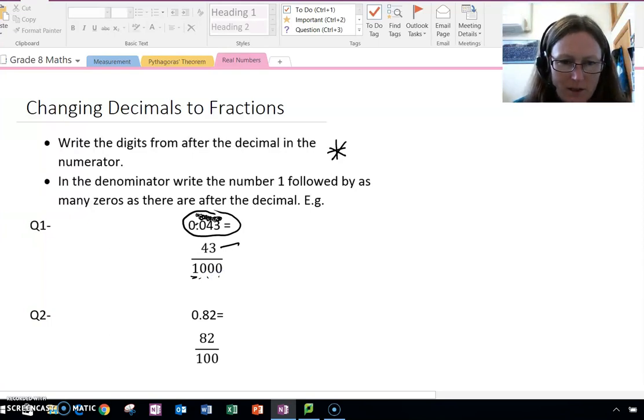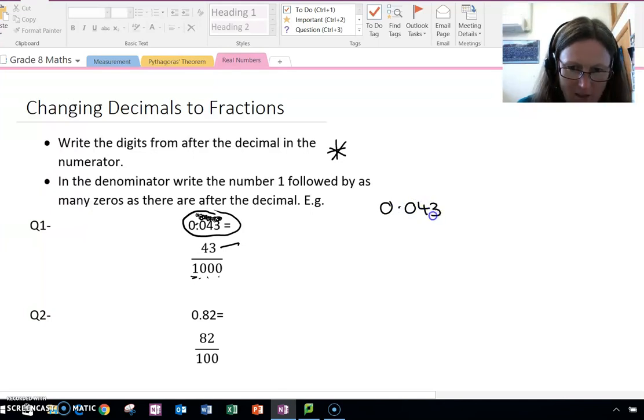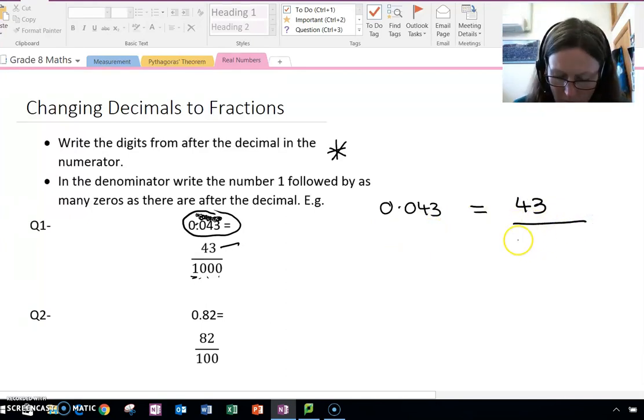So let's go over that again. For 0.043, in the numerator, we write 4, 3. We write the digits from after the decimal. In the denominator, we write 1, and we write 3 zeros because there is 3 numbers after our decimal point.